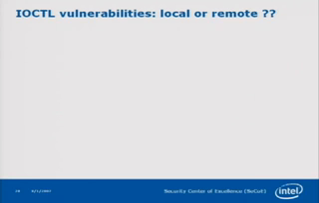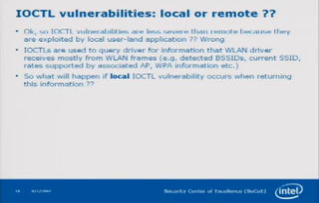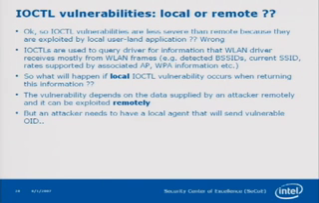So local or remote. IO control vulnerabilities are believed to be less severe than remote ones because they are exploited by local user land exploit code. This is wrong, because IO controls are used to query the driver for information that the WLAN driver receives mostly from the frames, from the outside. For example, detected BSSIDs, current SSID, rates supported by the associated access point, WPA information, and so on. So what will happen if the local IO control vulnerability occurs when returning this particular information? The vulnerability depends on the data supplied by the attacker remotely, and it can be exploited remotely.